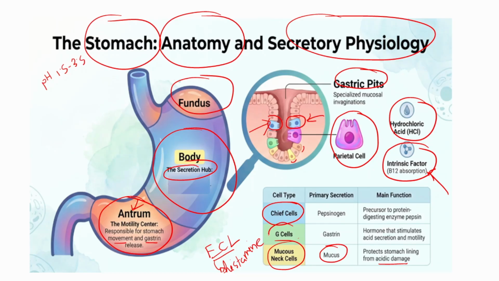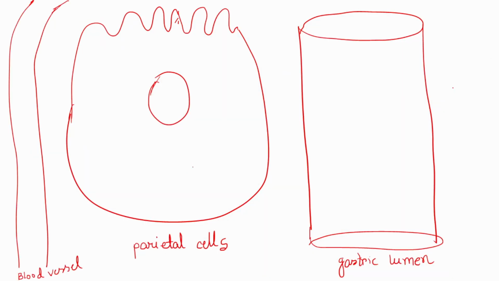Finally, we position G cells, the green ones located near the lower section of the pit, which secrete the hormone gastrin into the local circulation. Let us map out the precise cellular mechanism of hydrochloric acid production occurring within the parietal cell. The sequence initiates as carbon dioxide and water combine inside the cytoplasm to form carbonic acid, catalyzed by the enzyme carbonic anhydrase. This carbonic acid rapidly dissociates into hydrogen ions and bicarbonate ions.